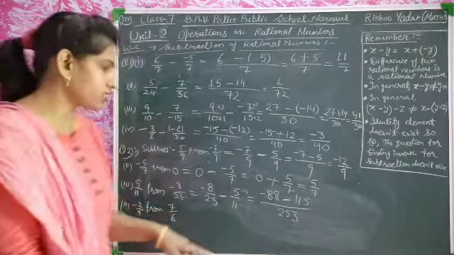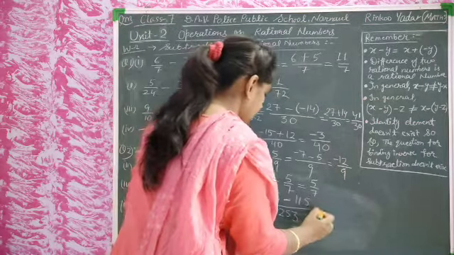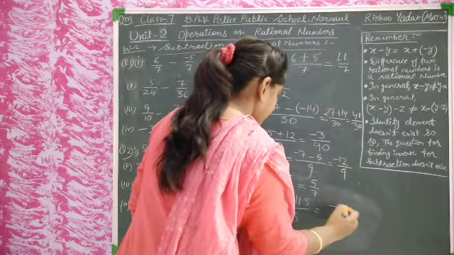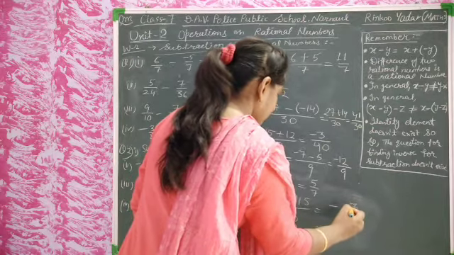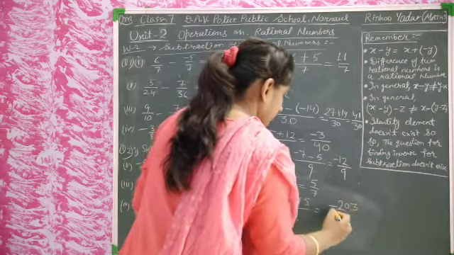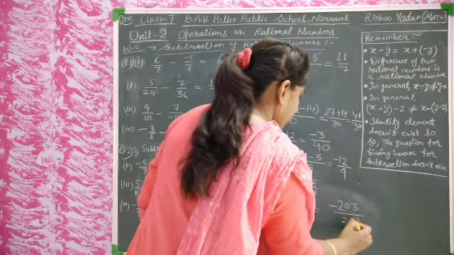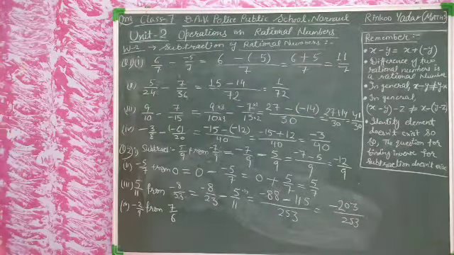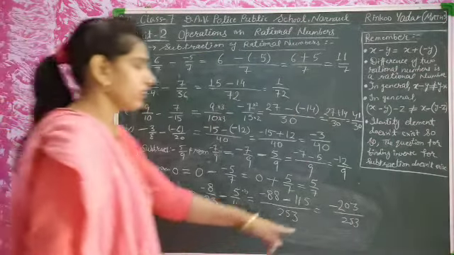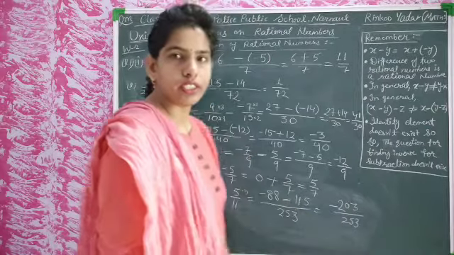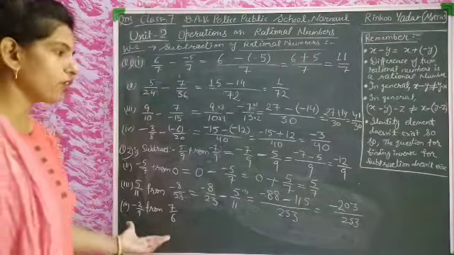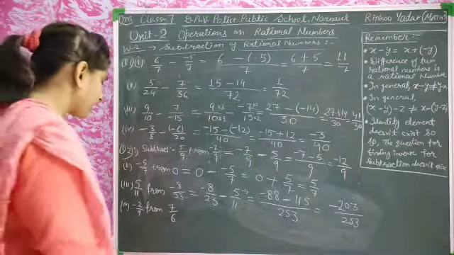Is it clear, students? Now we are subtracting here, and this is the answer: minus 203 divided by 253. Is it clear? Yes. Now we are doing the next question.